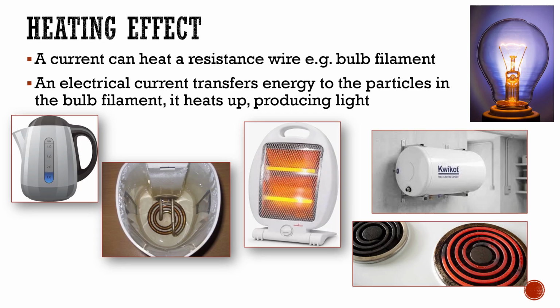Now, as all of you know, a current can heat a resistance wire, for example, the filament in a bulb. If electrical energy is transferred to the particles in the filament, then the filament heats up and it produces light. But we can also see the heating effect of an electric current in the element of a kettle, in the bars of a heater, in the element of a geyser, as well as in the element of the stove plate, like in this picture, a spiral type stove plate.